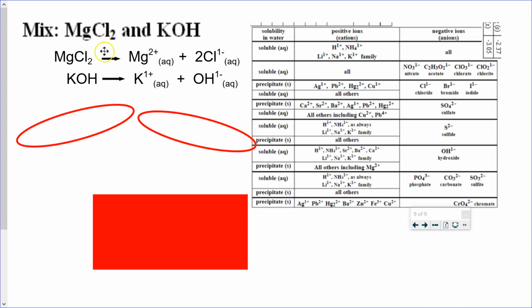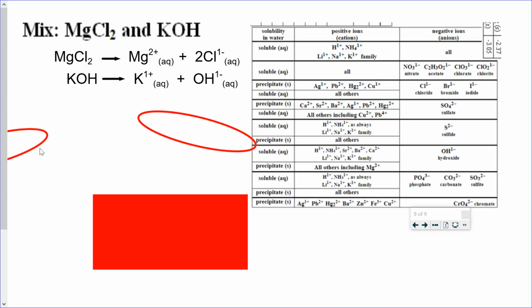Okay, in the last one, we're mixing magnesium chloride and potassium hydroxide. So magnesium chloride dissociates into magnesium ions and chloride ions. Potassium hydroxide dissociates into potassium ions and hydroxide ions. Again, we've got to pair these up, see which could possibly make our precipitate. Let's check this one first, the potassium and the chloride. I find my negative ion on the right-hand side. Here's chloride. I trace left. I look for potassium. I don't see it. It must be under the "all others," which means that's soluble. So that is not our precipitate.